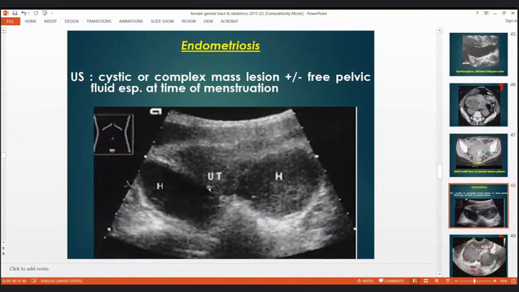Endometriosis. Endometriosis is seen on ultrasound if it forms endometrioma, or what is called a chocolate cyst, which is a cystic collection of endometrial tissue that bleeds with the menstrual cycle of the patient, forming endometrioma, typically in the adnexal region on the ovaries. Ultrasound will show a cystic or complex mass lesion with or without free pelvic fluid, especially at the time of menstruation.